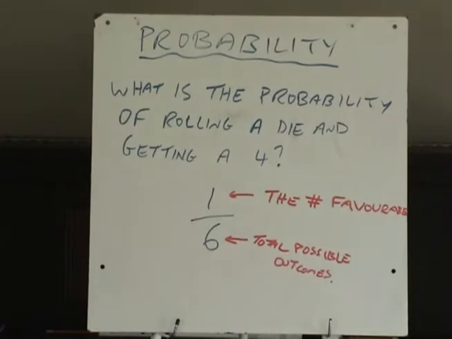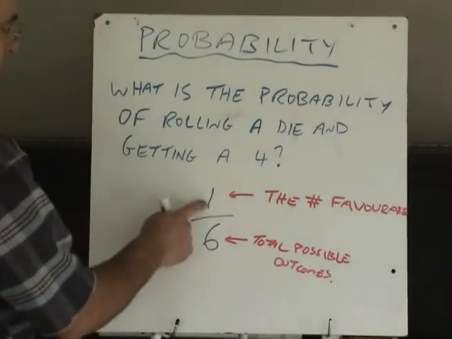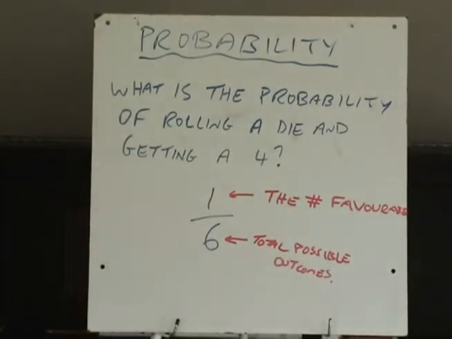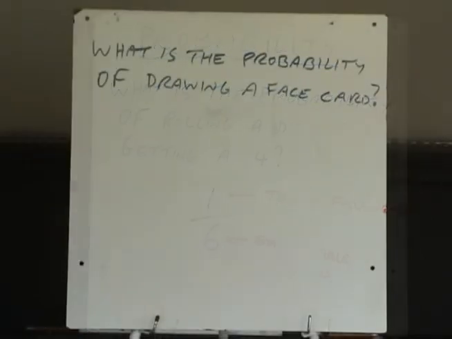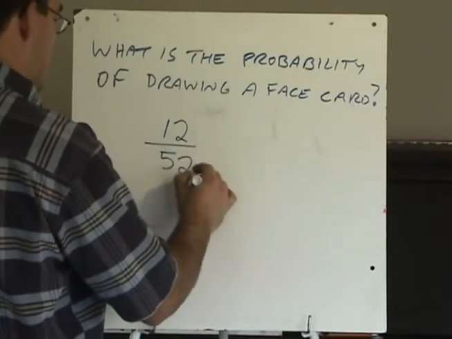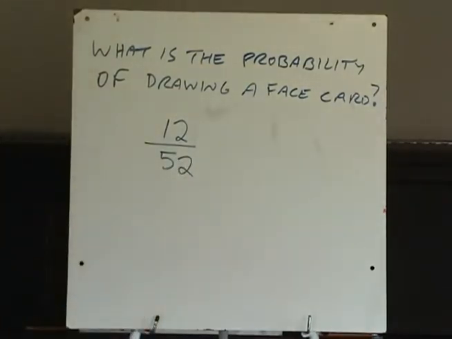So we can always determine the probability of a simple event by writing the number of favorable outcomes divided by the total possible outcomes. Let's look at another example. What is the probability of drawing a face card out of the standard deck of 52? Well, we need to know how many face cards there are in the deck. There's a king, queen, and a jack for each of the 4 suits, so there are 12 face cards out of the 52 cards that make up the deck.